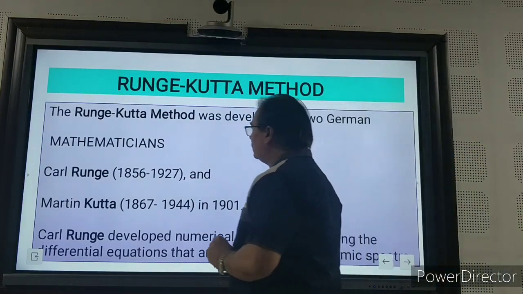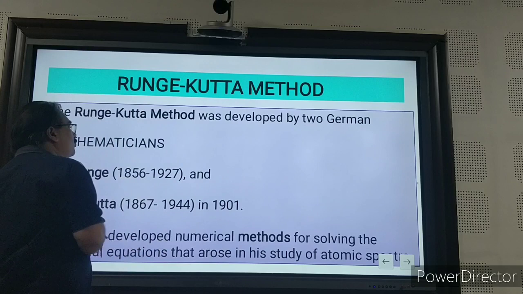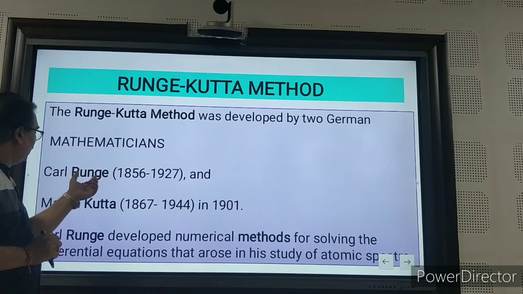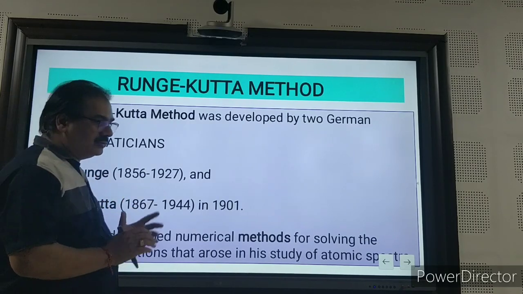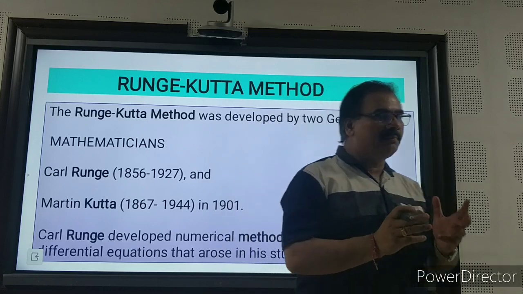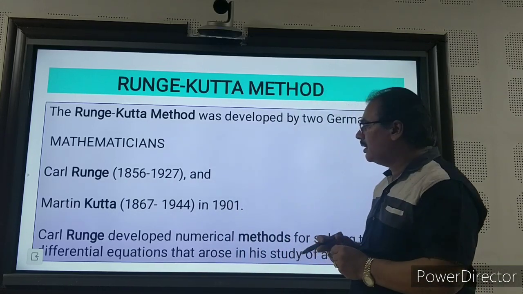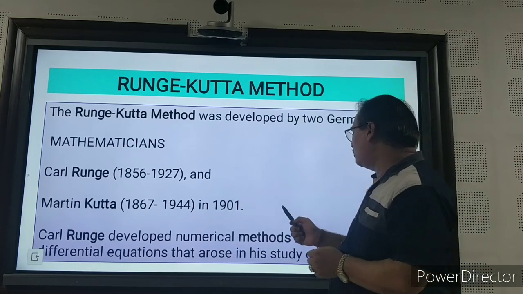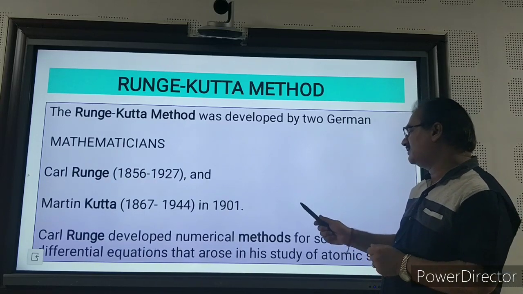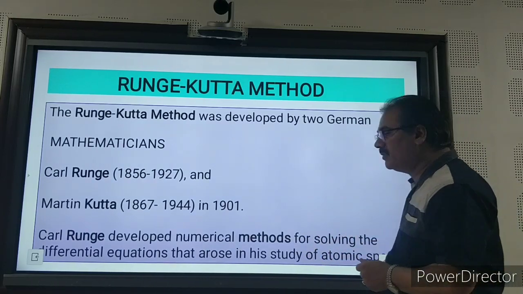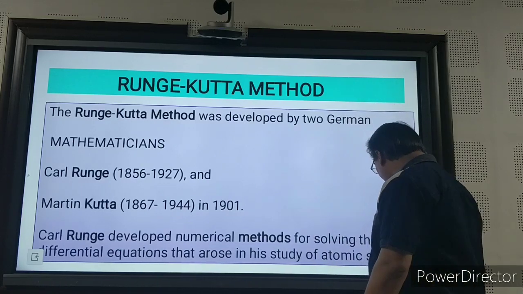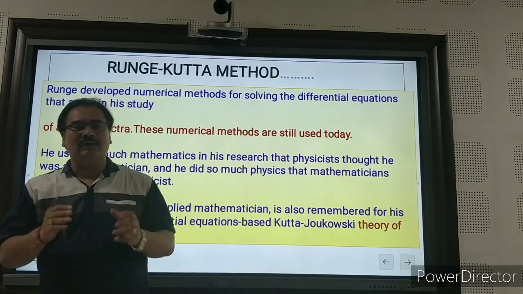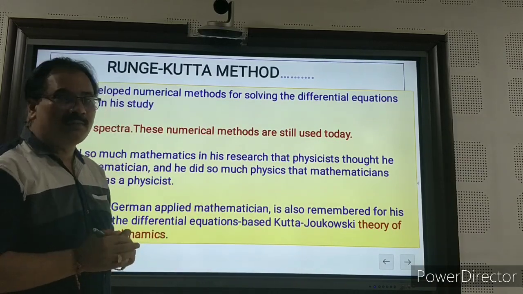This method is the outcome of two German mathematicians, Carl Runge and Martin Kutta. Both were very brilliant, and for the sake of their own study they developed the RK method, or Runge-Kutta method. They developed the numerical method for solving the differential equations that arose in his study of atomic spectra. That was the purpose, and for that they developed this beautiful and powerful method.